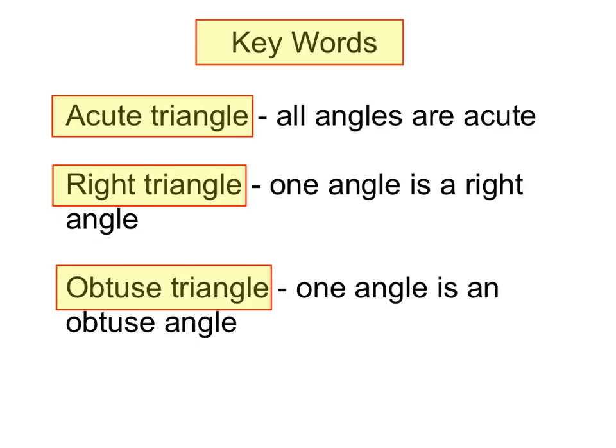The third word, obtuse triangle. One angle is an obtuse angle, and an obtuse angle is greater than 90 degrees. Please pause this video and write these keywords and their definitions on your guided practice sheet in the keyword section.